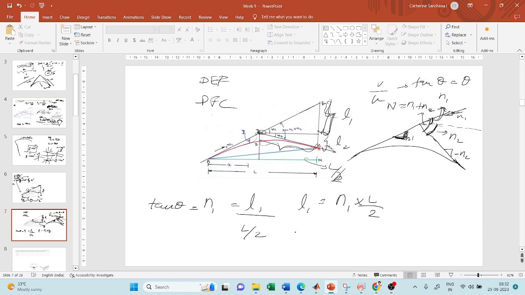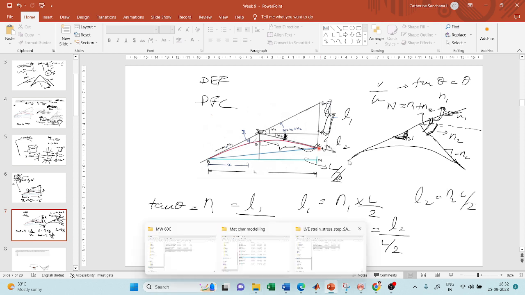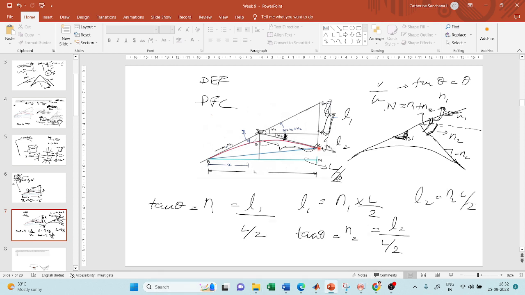Similarly, for L2, again take tan theta of this triangle. So N2 is equal to opposite by adjacent. Here my opposite is L2, divided by adjacent, which is the same horizontal distance, L by 2. So L2 is nothing but N2 into L by 2. Right? Now, what is this total distance?